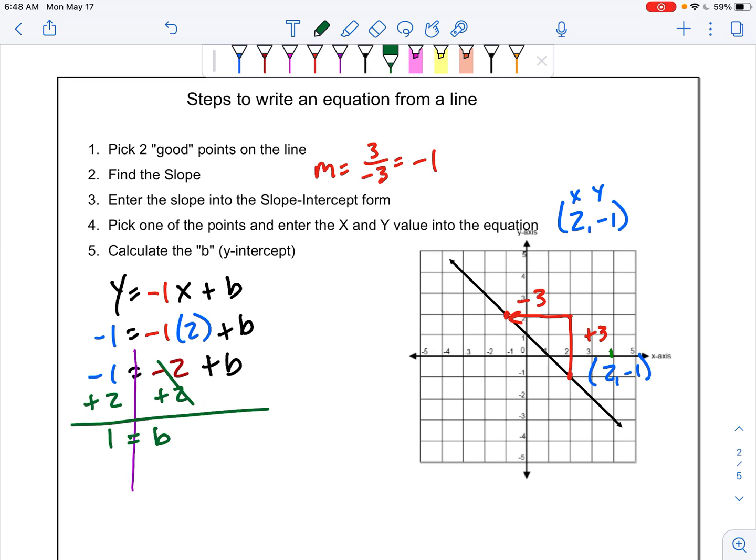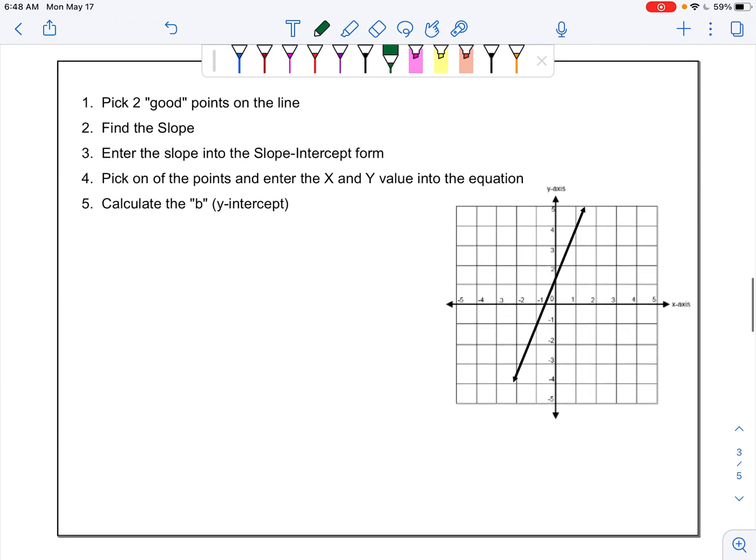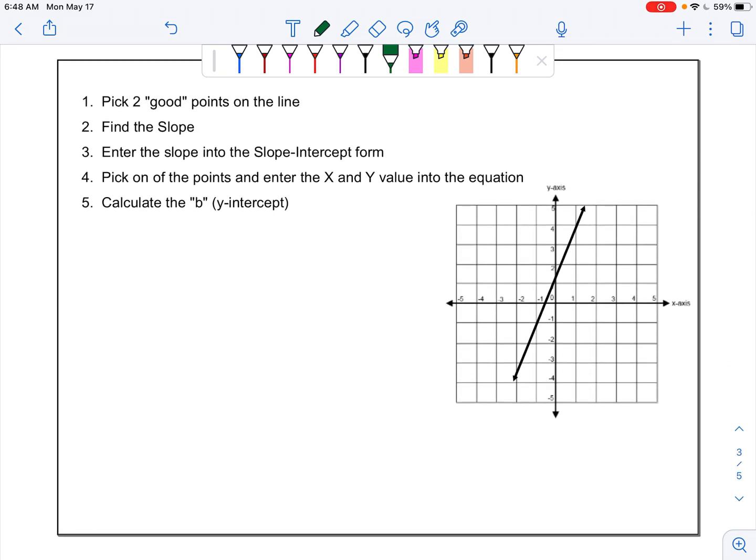So now I'm just going to plug everything into my slope-intercept form here. So I have y equals my slope of -1. And now my b is +1. And if I look right here, look where it crosses, +1. So it's okay, it's a lot of steps, so let's just do another one here.